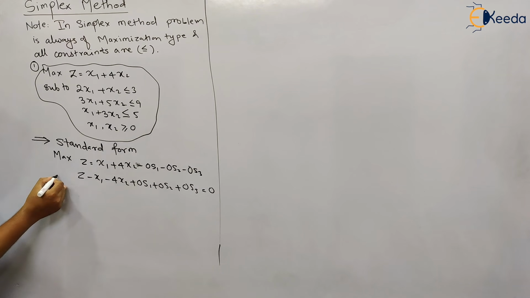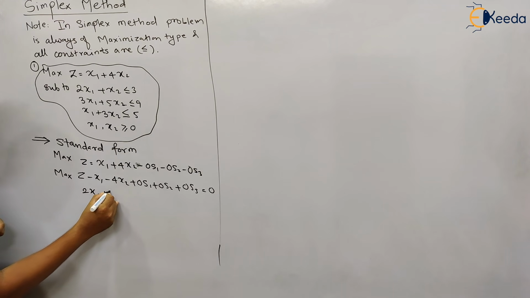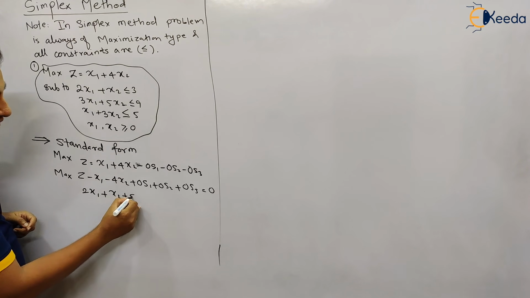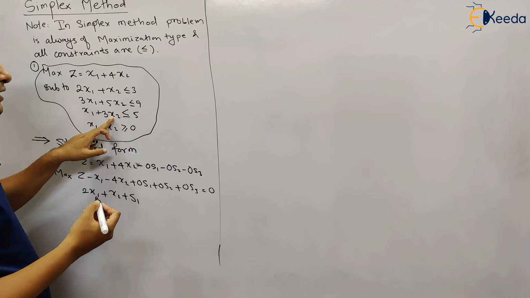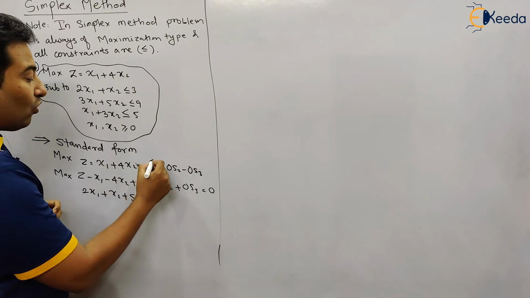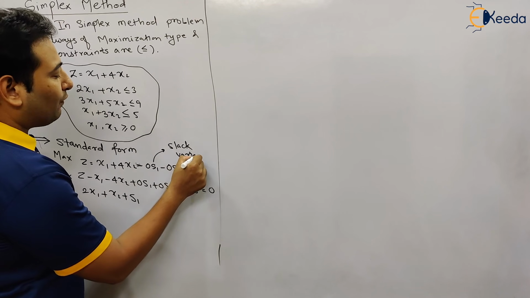So this is your maximize function. Then in the first constraint, 2x1 plus x2, I am going to add s1. In the second constraint I am going to add s2. In the third constraint I am going to add s3. These s1, s2, s3 are called slack variables. They are called slack variables.